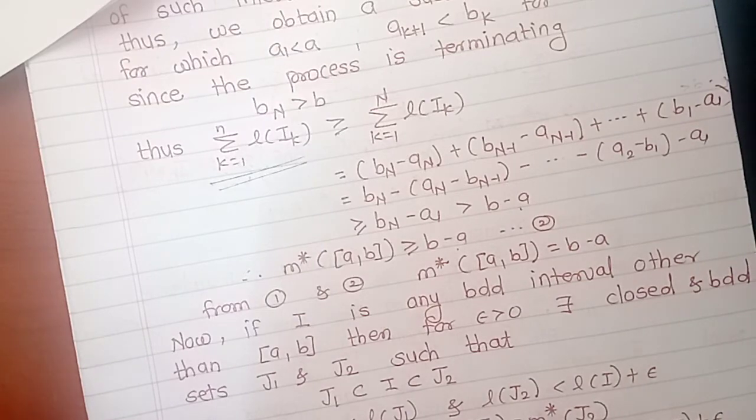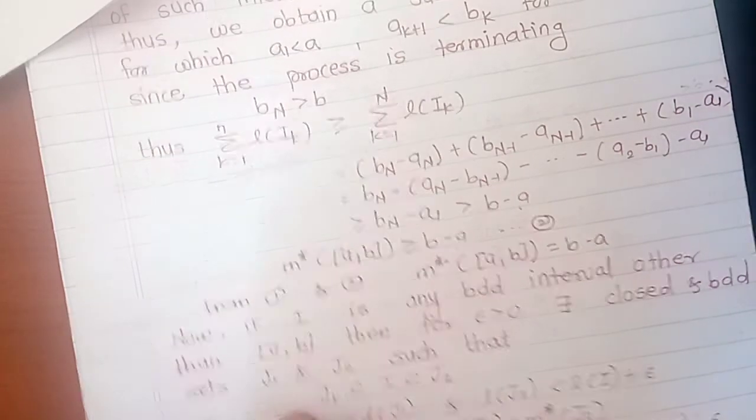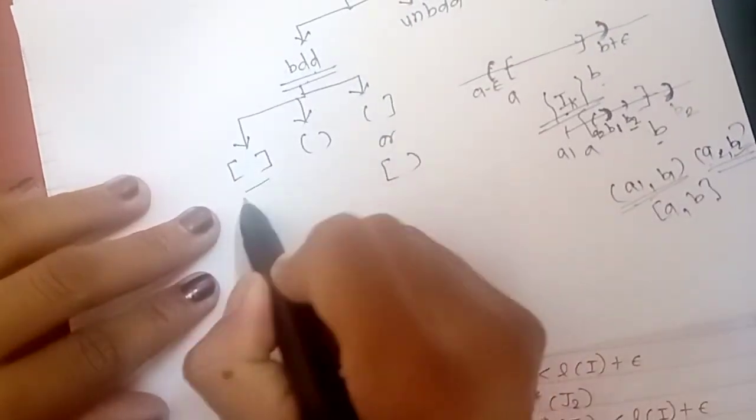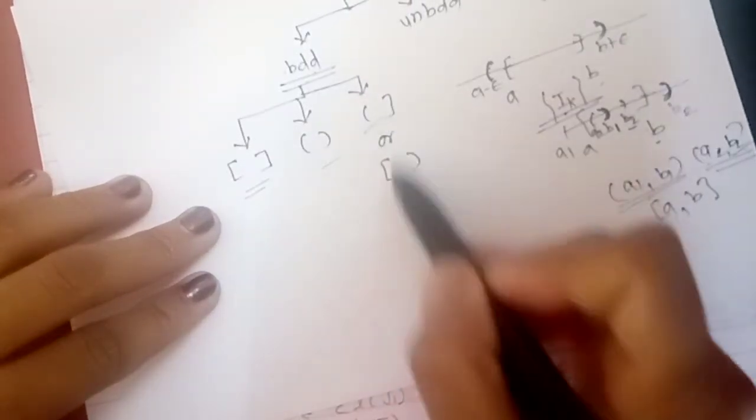Now we considered the case for a closed interval. If we consider any bounded interval, then for epsilon greater than 0, there exist closed and bounded sets j1 and j2 such that j1 is contained in I and I is contained in j2. That is, if I consider any interval other than closed ab, then I choose two bounded intervals j1 and j2 such that j1 is contained in I and I is contained in j2.